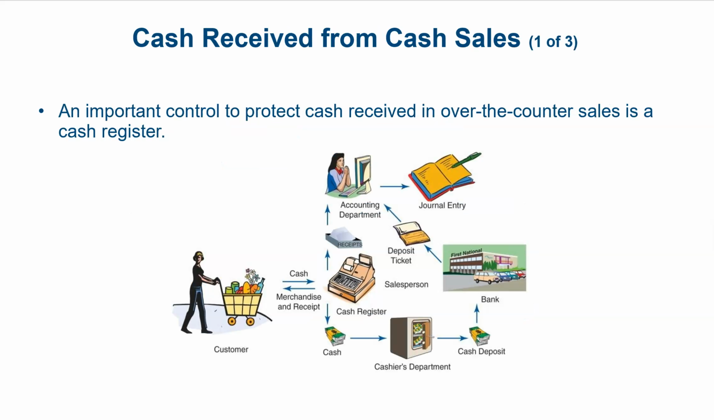An important control to protect cash received from over-the-counter sales is the cash register. We've all seen these, and some of you have worked with them, but the cash goes into it and it makes a record for us. The records go to the accounting department that then makes a journal entry. And then the cash from the cash register goes to the cashier's department, and they make a deposit slip out, and then it goes to the bank.